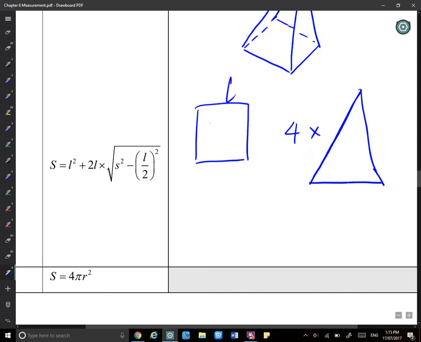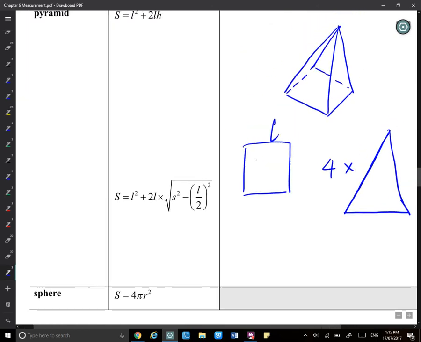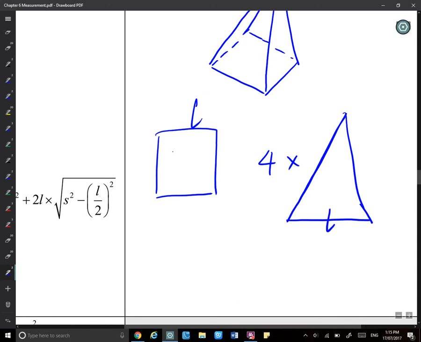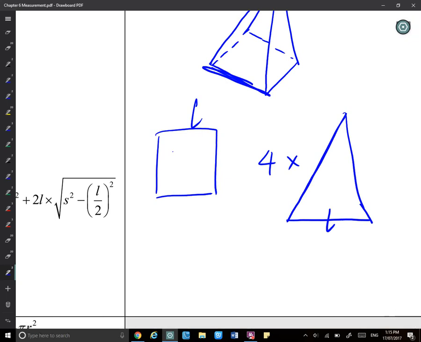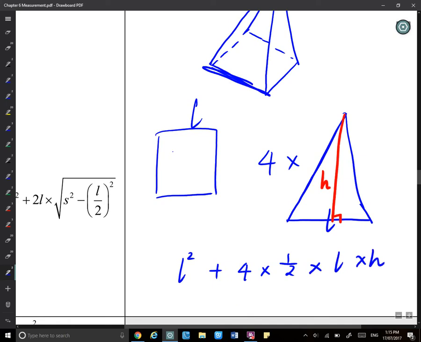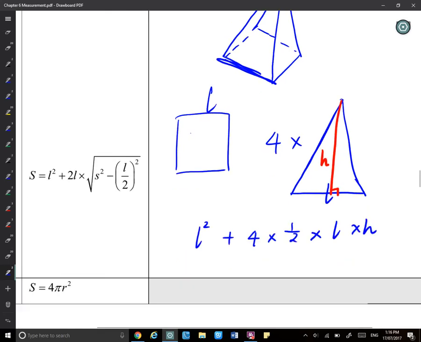If I say this is L, and here will be L as well, so this is the same. The base of the triangle is the same as the side of the square. And I know the height of this triangle, which is H. So this will give you L squared plus 4 times a half times L times H. That's the total surface area.